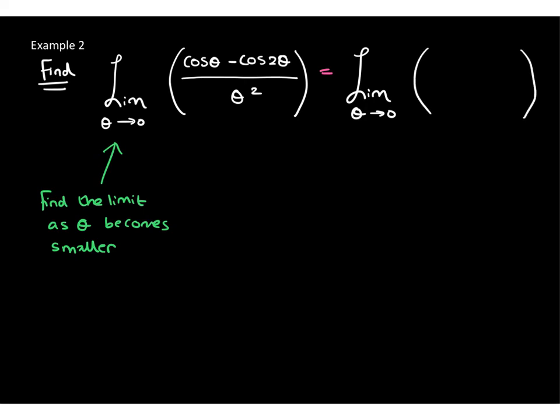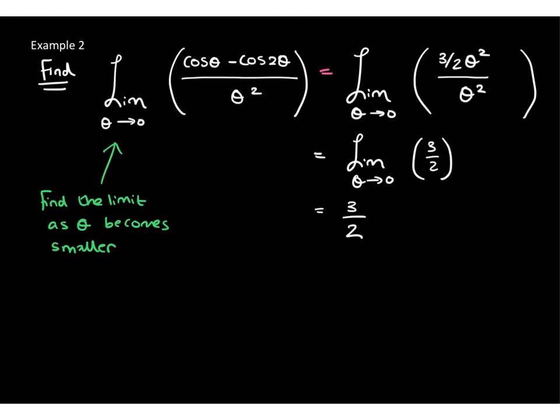It was in example 1. Cos theta minus cos 2 theta is approximately 3 over 2 theta squared, and it's being divided by theta squared. Now, you're going to carry out the division, and that leaves you with 3 over 2. So what happens as theta approaches 0? Well, there is no theta left in this, so the limit has got to equal 3 over 2.